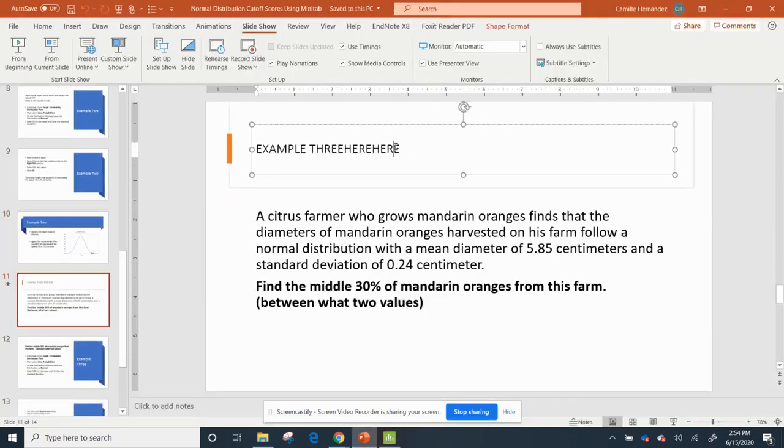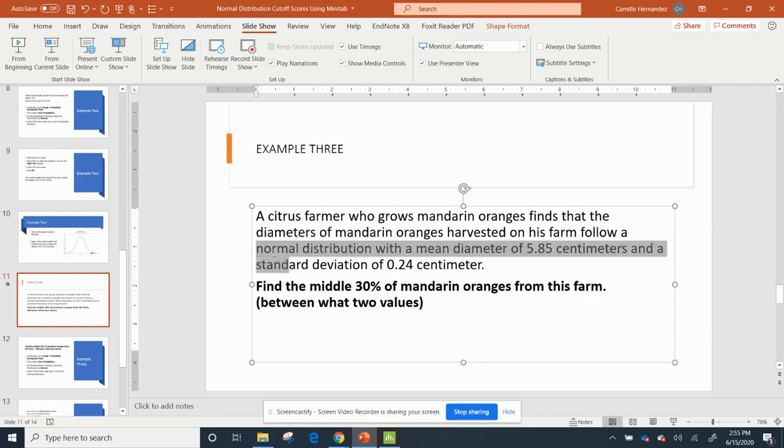Example 3. A citrus farmer who grows mandarin oranges finds that the diameter of mandarin oranges harvested on his farm follows a normal distribution with a mean diameter of 5.85 centimeters and a standard deviation of 0.24 centimeters. I've got that mean of 5.85 centimeters and a standard deviation of 0.24, and I know it's normally distributed because it says it right here. They're asking to find the middle 30%.